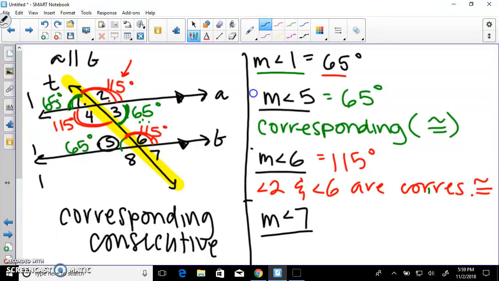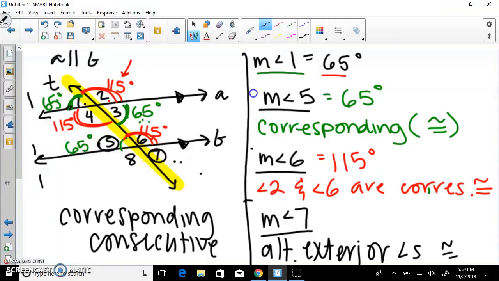Let's look at angle 7 in terms of angle 1. They're on opposite sides of the transversal. Angle 1 is on the left and angle 7 is on the right. And they're on the exterior of the parallel lines. So that means they are alternate exterior angles. If we go back to our notes that we just took, alternate exterior angles are going to be congruent. So since angle 1 is 65 degrees, angle 7 also measures 65 degrees.